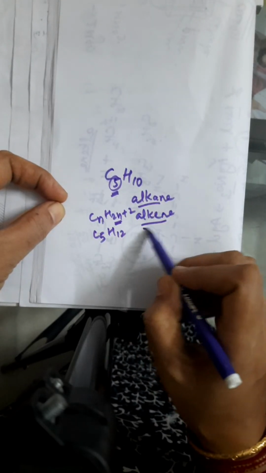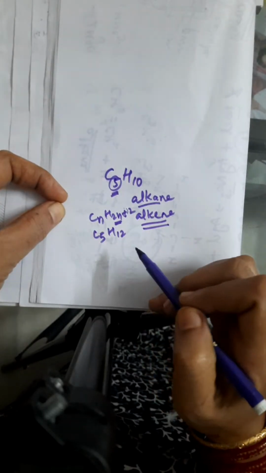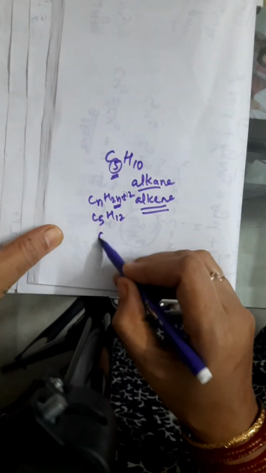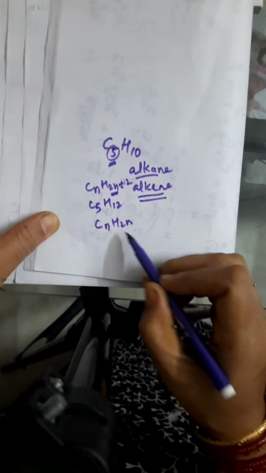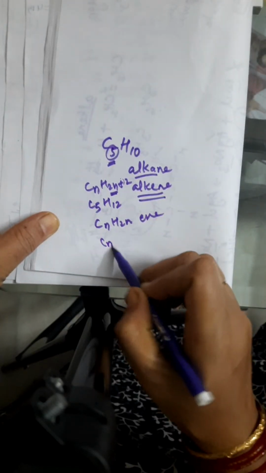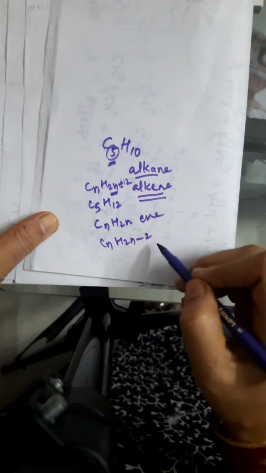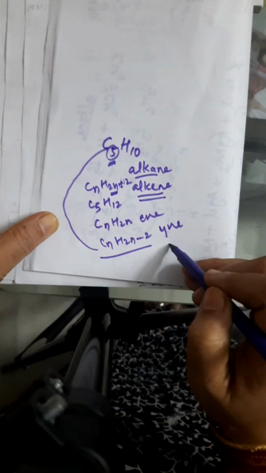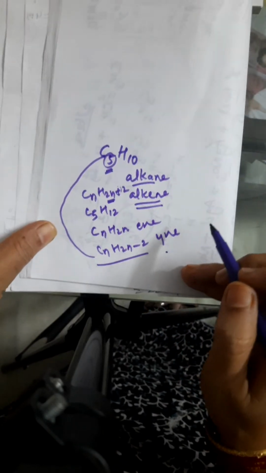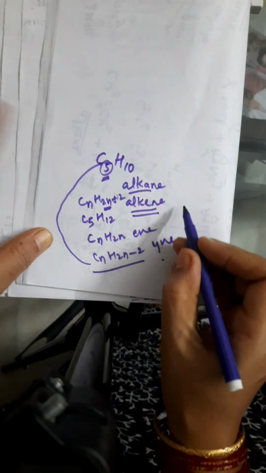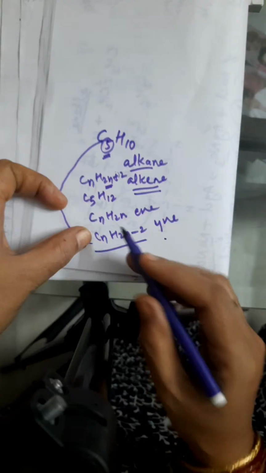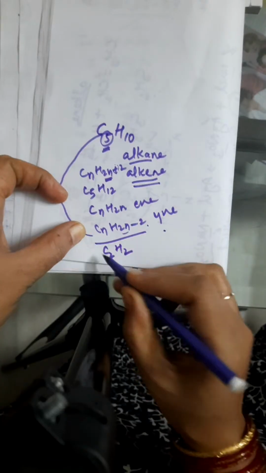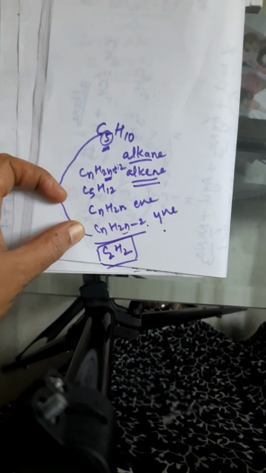So it is not belonging to alkane. The general formula CnH2n is for alkene, and CnH2n minus 2 is for alkyne. As this formula matches with alkyne, the first member of alkyne is a 2 carbon compound. That is, in place of n we will use 2. So the formula will be C2, 2 2s are 4, 4 minus 2 is 2. C2H2. This is the correct answer. Is it clear?